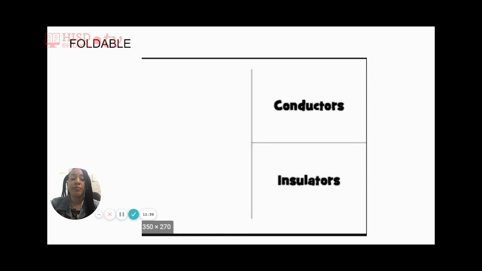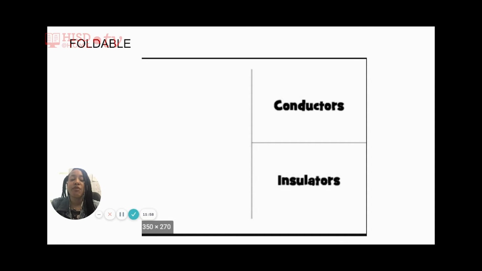After you have your two labels, conductor and insulator, you want to take your scissors and cut the two boxes in half so that you will be left with two tabs, and then your foldable is created. So I'll give you about 10 seconds to create your foldable. While you're creating your foldable, if you're just joining us, welcome.